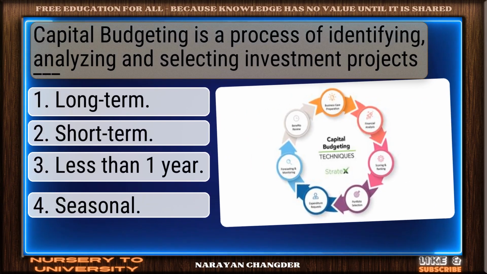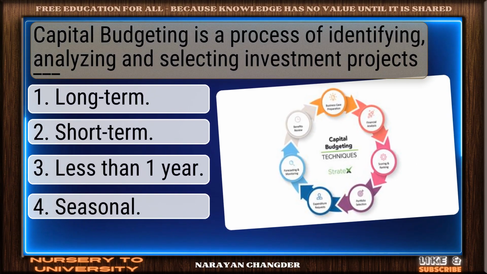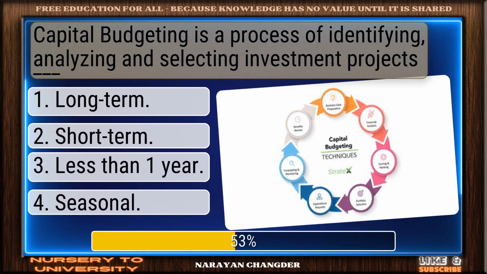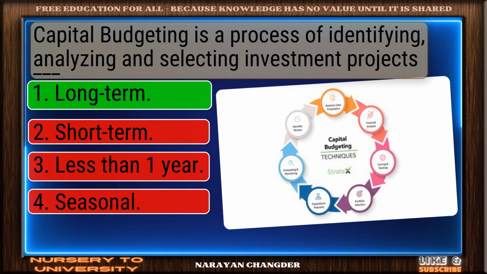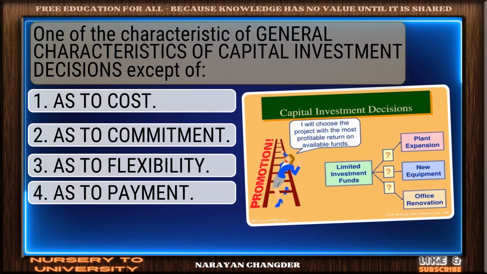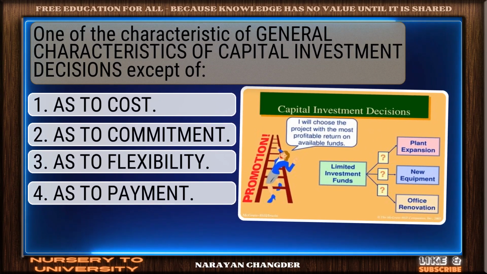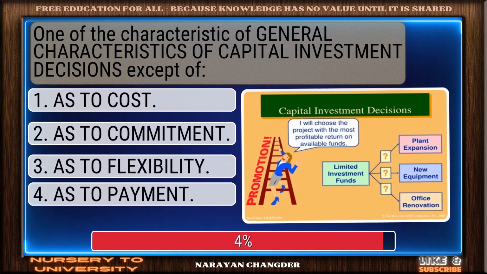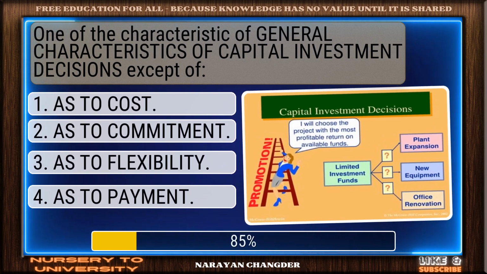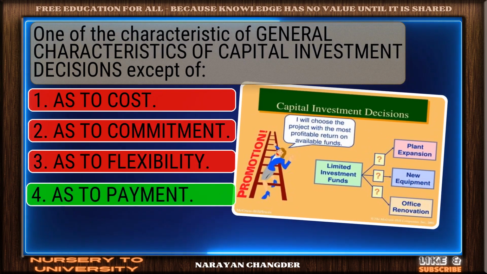Capital budgeting is a process of identifying, analyzing, and selecting investment projects. DASH. Solid response. Long-term is a valid choice. One of the general characteristics of capital investment decisions except of. Smart pick. As to payment is the correct choice.